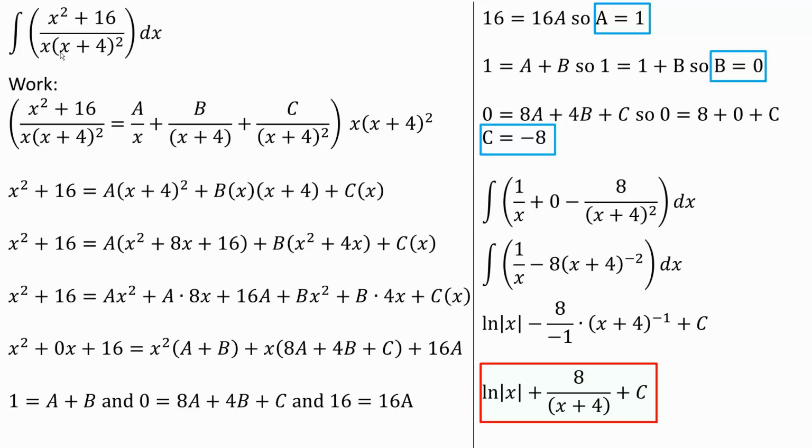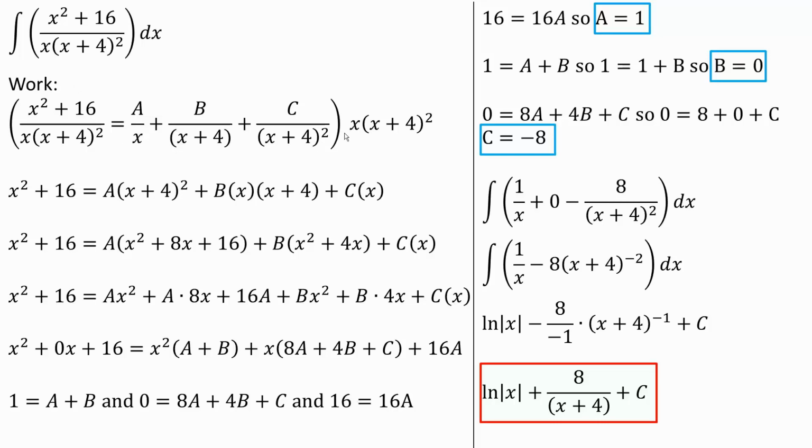So here we have an x plus 4 and it's squared. And because it's squared, we need to do something different. So we will say equal a divided by x, because we have an x here, plus b divided by x plus 4, plus, because it's squared, we need to repeat it, c divided by x plus 4 squared. And so this is the form that we get.